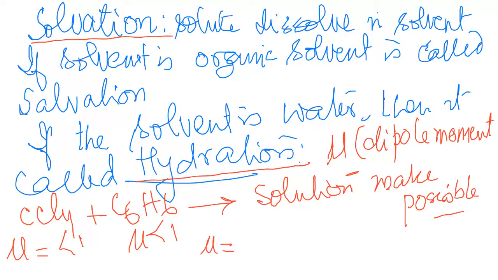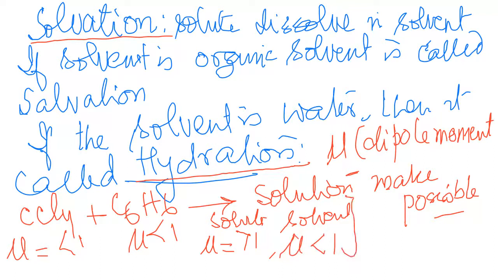If you have a solute with dipole moment greater than 1, and a solvent with dipole moment less than 1, what happens? Is a solution formed or not? No, teacher. No solution. Okay.